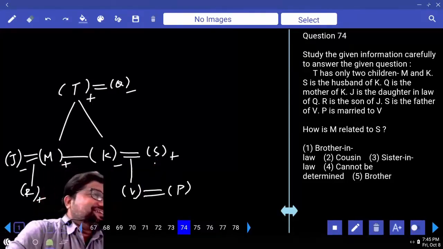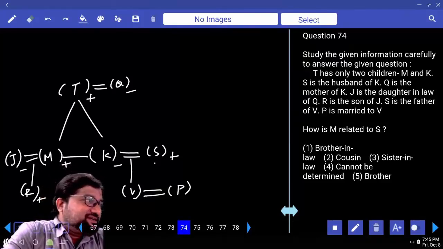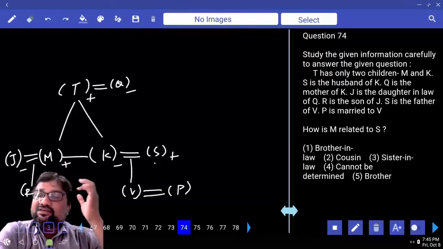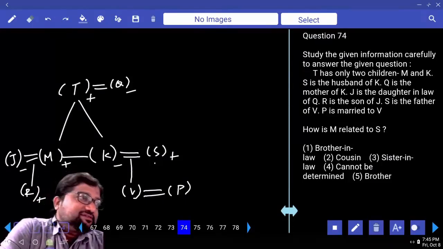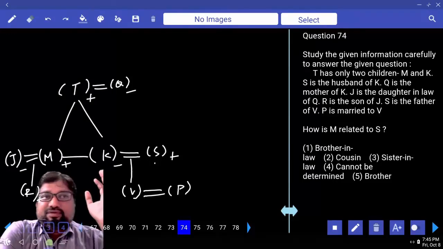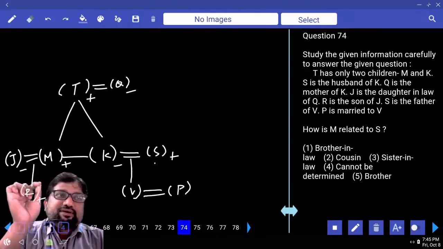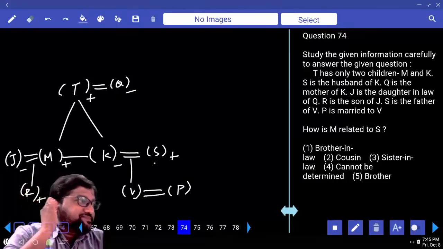Brother-in-law. What do you call him as? Brother-in-law. We are talking about English blood relations. We will consider only relations in English. The golden rule in English blood relations is when you try to solve questions based on blood relations, never ever try to bring your mother tongue relations here.